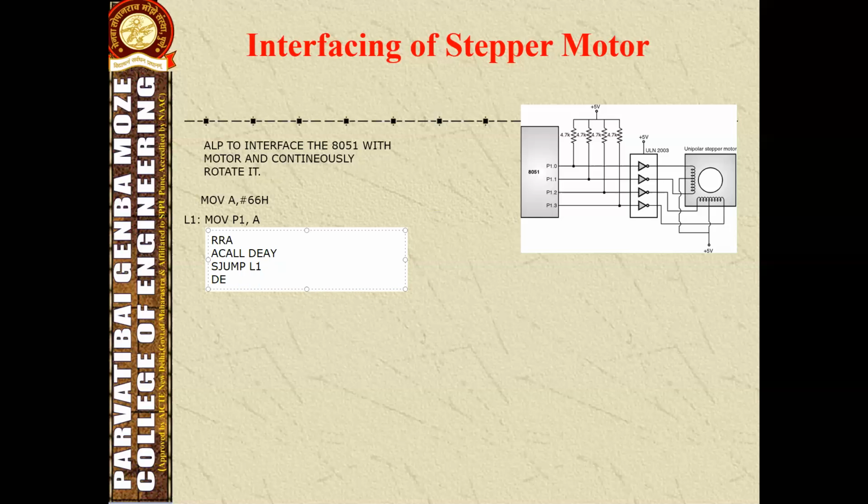Then we call the delay, MOV R2, #100. Let me write it first, and after that I will explain it.